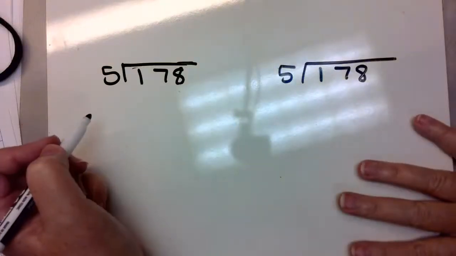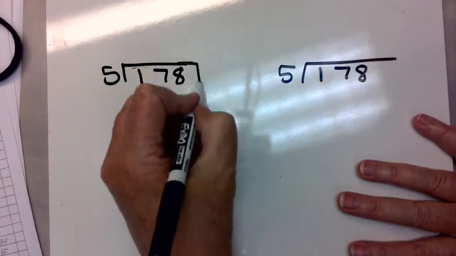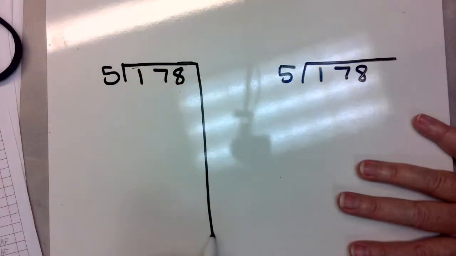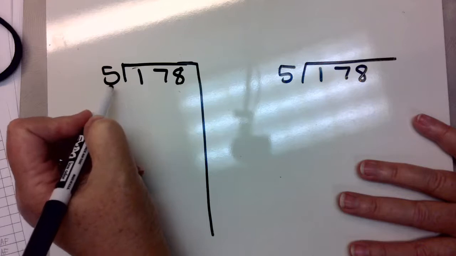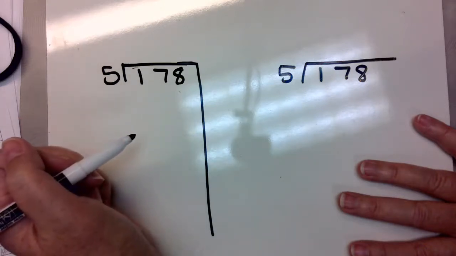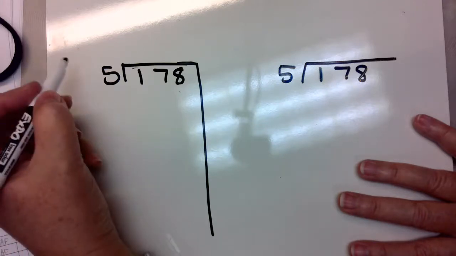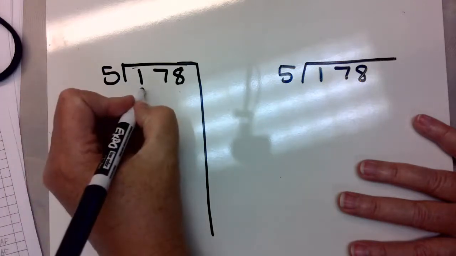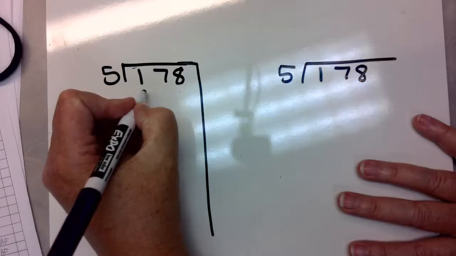178 divided by 5, and we're going to use the partial quotients method for dividing. So I need to know, okay, how many groups of 5 are there in 178? Well, there's a lot, right? And so I usually, if it's in the hundreds place, kind of start with my hundreds.